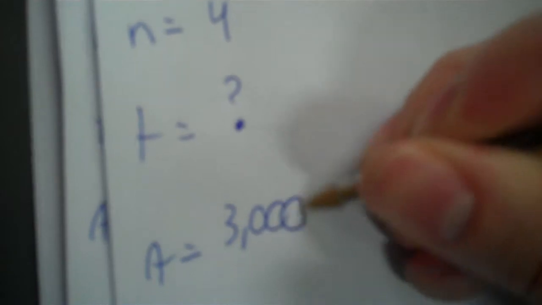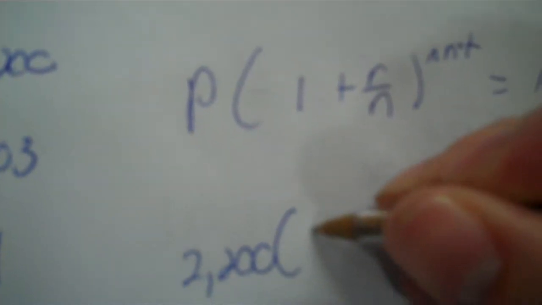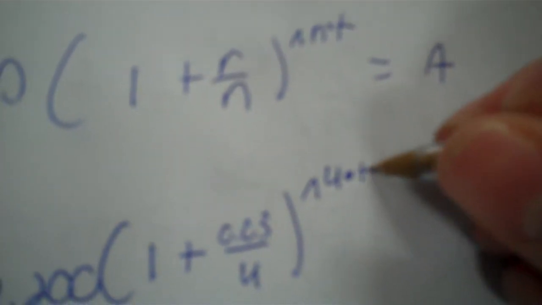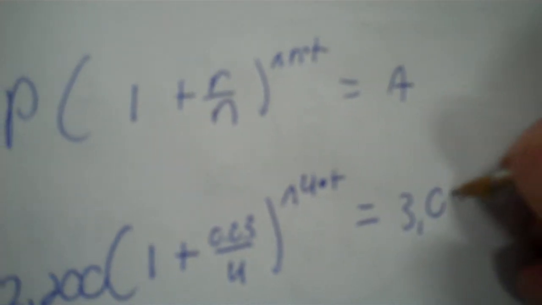And quarterly, that's 4. t's the years. I don't know the years because that's the answer. And then A is 3,000. So put that in there. r 0.03. n 4. n 4 again. t we don't know. A 3,000.